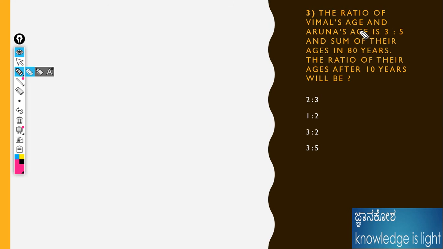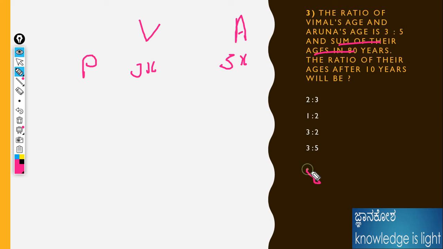The ratio of Vimal's age and Arun's age is 3:5. Okay, fine. Vimal and Arun's ages, the present ratio is given as 3x and 5x. Okay, the sum of their ages is 80. What is the sum of 3x and 5x? 8x. 8x is equal to 80. Therefore, x is equal to 10. Direct question, because we can easily answer without taking a pen or paper.